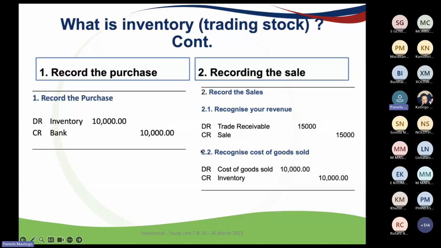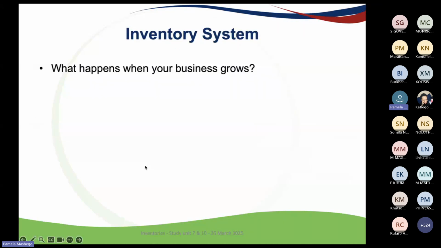So at the end of the day, in your income statement, you'll be able to calculate how much profit you made, because you'll have your sales, which is 15,000, then you'll have your cost of goods sold, which is an expense, 10,000, and the difference between that will give you your gross profit. Okay. Right, so for now, we only looked at one transaction, right?